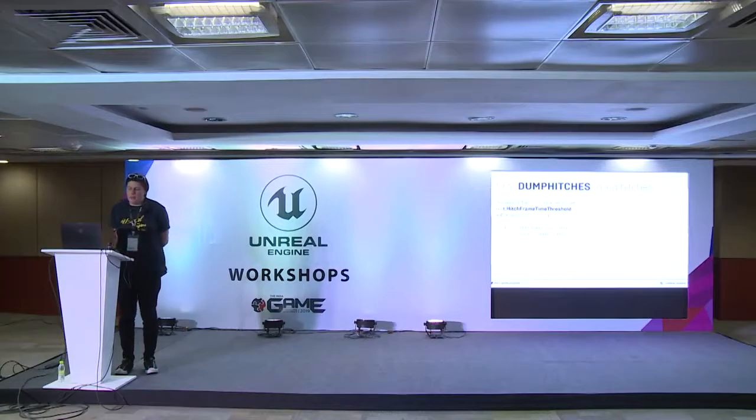A really great console command that we have is stat dump hitches. So dump hitches will actually grab a value that you set through t.hitchFrameTime threshold. And if you actually hitch, like if your frame time goes below that threshold, it will actually report what was going on during that frame to say, hey, this was what caused that weird lag spike. And you can be like, yeah, great.